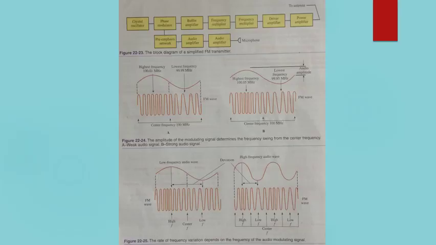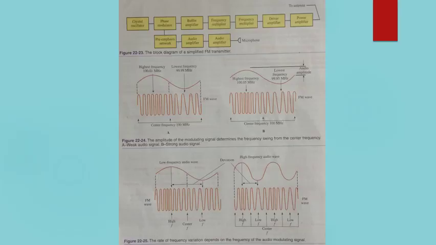Each FM station is assigned a center frequency in the FM band. This is the frequency to which a radio is tuned, figure 22-24. The amount of frequency variation from each side of the center frequency is called the frequency deviation. Frequency deviation is set by the amplitude or strength of the audio modulating wave.